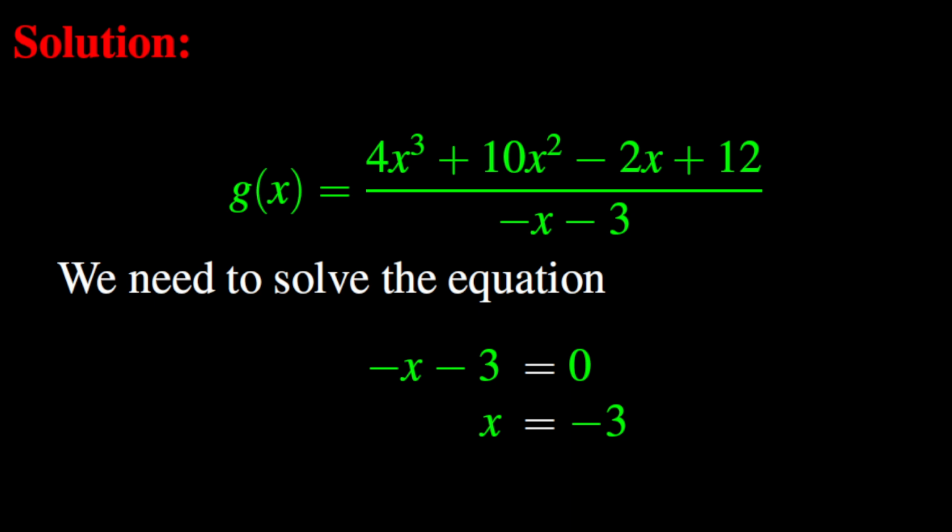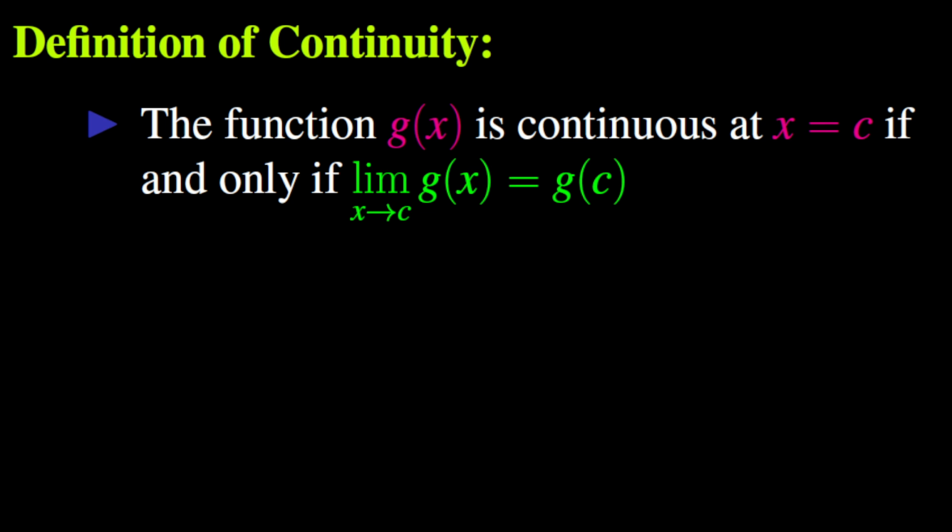The main aim here is to determine ways to remove the discontinuity of g of x at the point x equals negative 3. From the definition of continuity, the function g of x is continuous at x equals c if and only if the limit of g of x as x approaches c is equal to g of c.